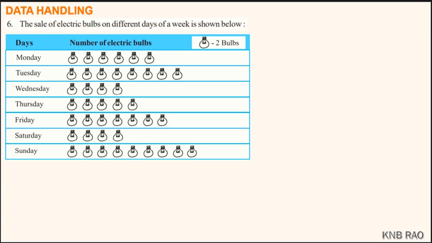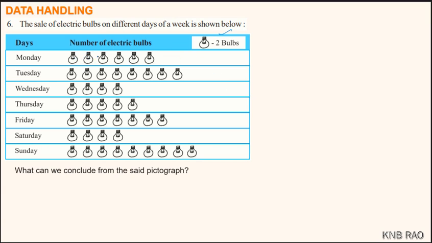Now coming to question 6. The sale of electric bulbs on different days of a week are shown below. From this data, what can you conclude? From this pictograph, what can you conclude? Here I am giving you a few questions on this pictograph. You know, on Monday to Sunday, what are all the number of bulbs sold, and each bulb figure represents 2 bulbs. So we will count a number and keep it ready.